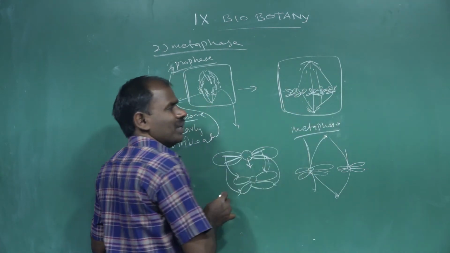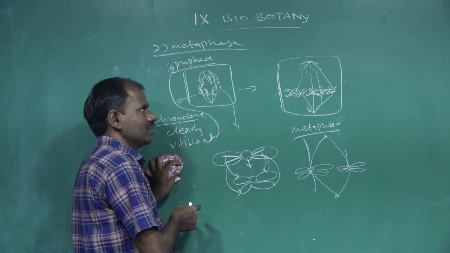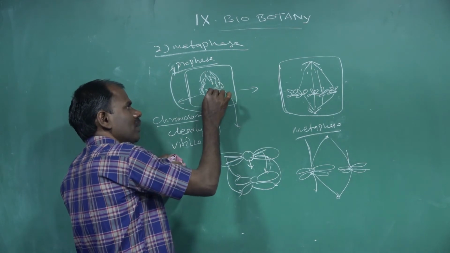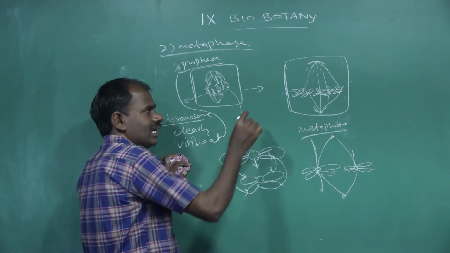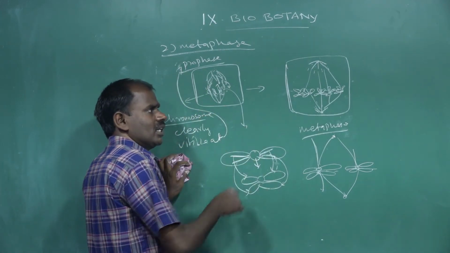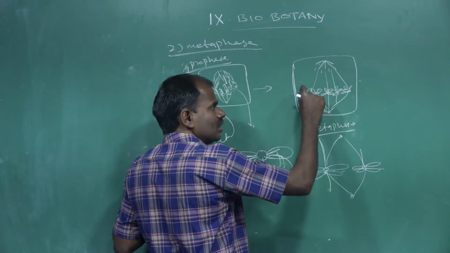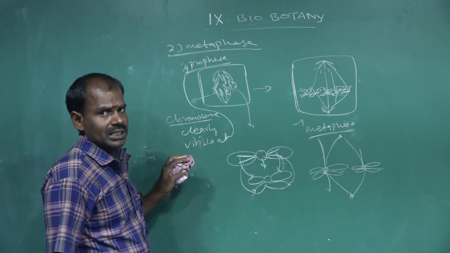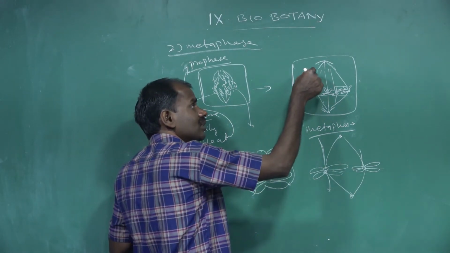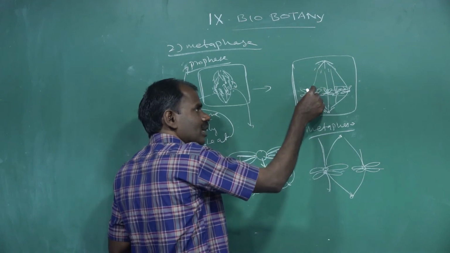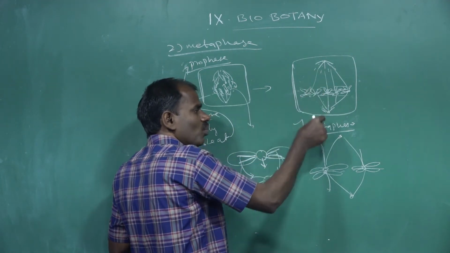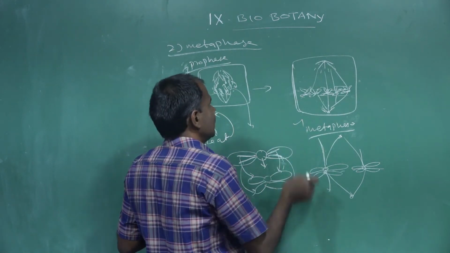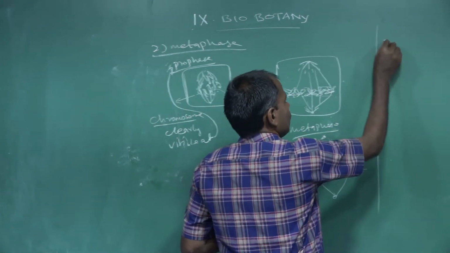So the central equatorial plate is formed in the metaphase stage. The spindle fibers push the chromosomes towards the center. All the chromosomes join together to form the central plate. This is called the metaphase stage. The chromosomes move to the center plate with the help of the spindle fibers. Next stage is called anaphase.